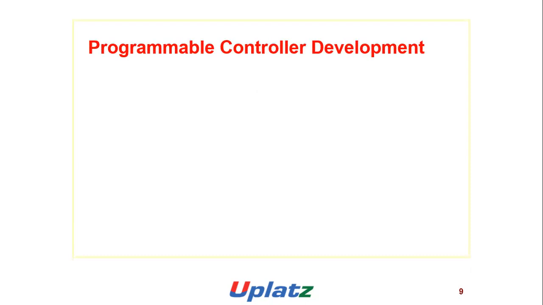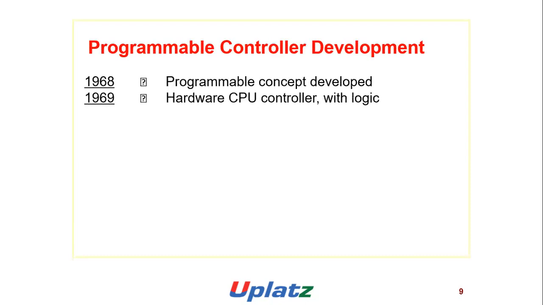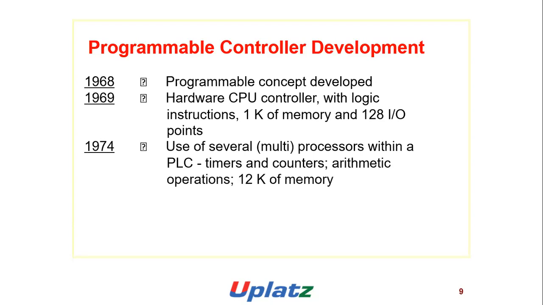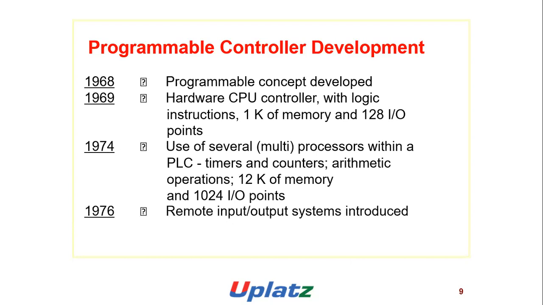Programmable logic controller development. 1968, programmable concept developed. 1969, hardware CPU controller with logic instructions, 1K memory and 128 I/O points. 1974, use of several multiprocessors within a PLC, timers, counters, and arithmetic operations, 12K of memory and 1024 I/O points. 1978, remote input-output system introduced. 1977, microprocessor-based PLC introduced.